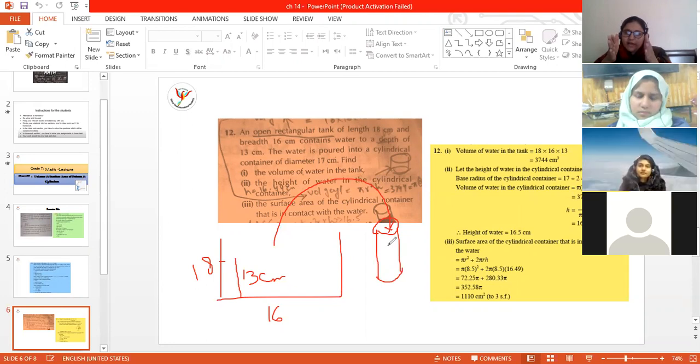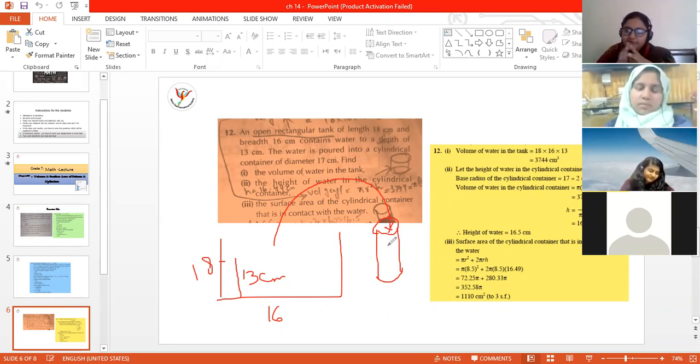So definitely the height of the water will be changed. When the water is shifted from the rectangular tank towards the cylindrical tank, the height will be changed, but the volume will remain the same. This is the part 2, but first come towards the part number 1, which is the volume of the water in the tank. This is very simple.